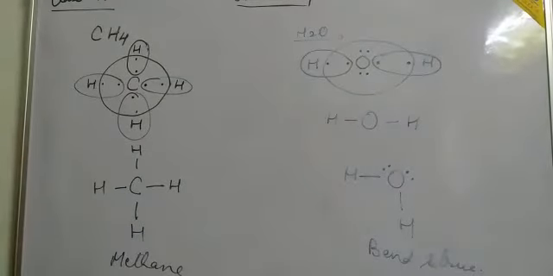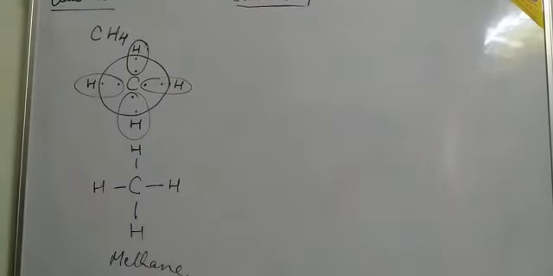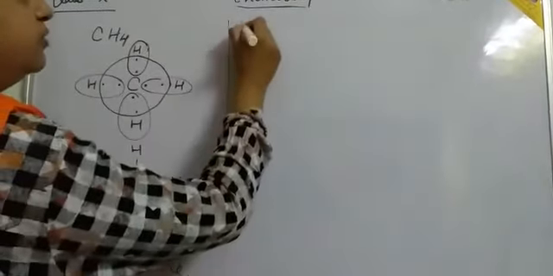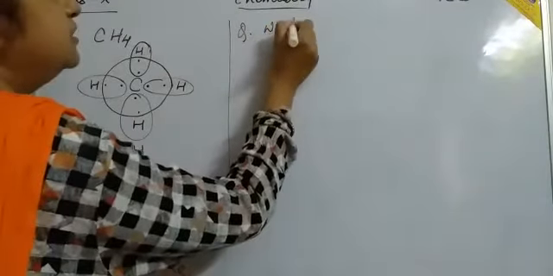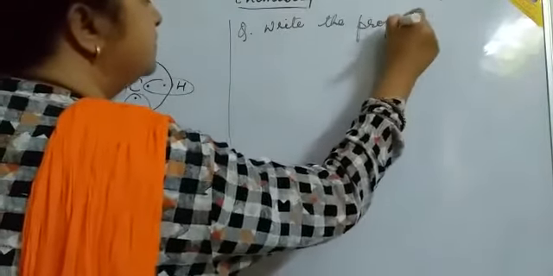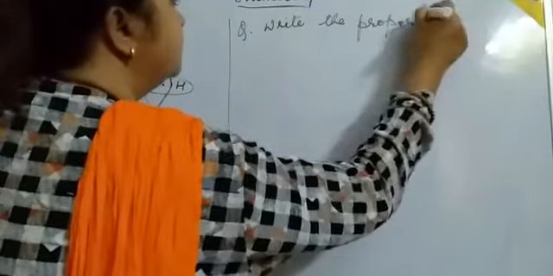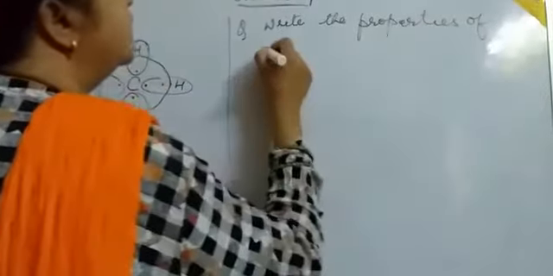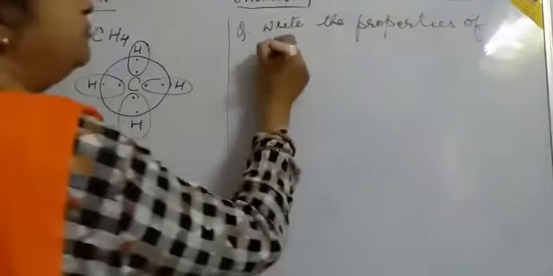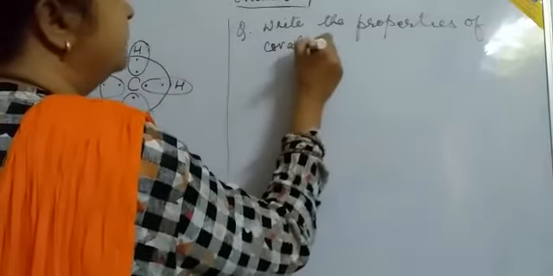So here is your home assignment. Write the properties of ionic compound. What are the properties of ionic compound? First question is write the properties of ionic compound. Covalent compound. Like ionic compound, write the properties of covalent compound.